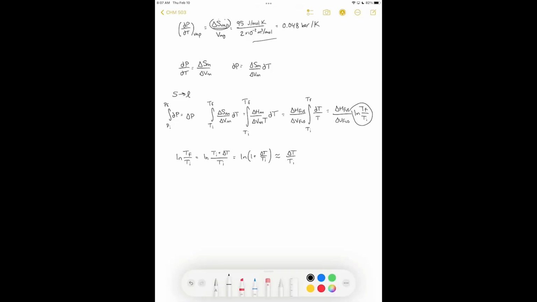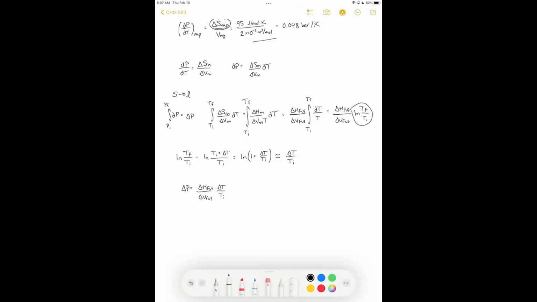Plugging that in, we get that delta P is equal to the enthalpy of fusion over the volume change of fusion times delta T over Ti. So if we want to know how much the pressure will change if we increase the temperature by, say, 10 degrees, 20 degrees, we can simply use this equation here.